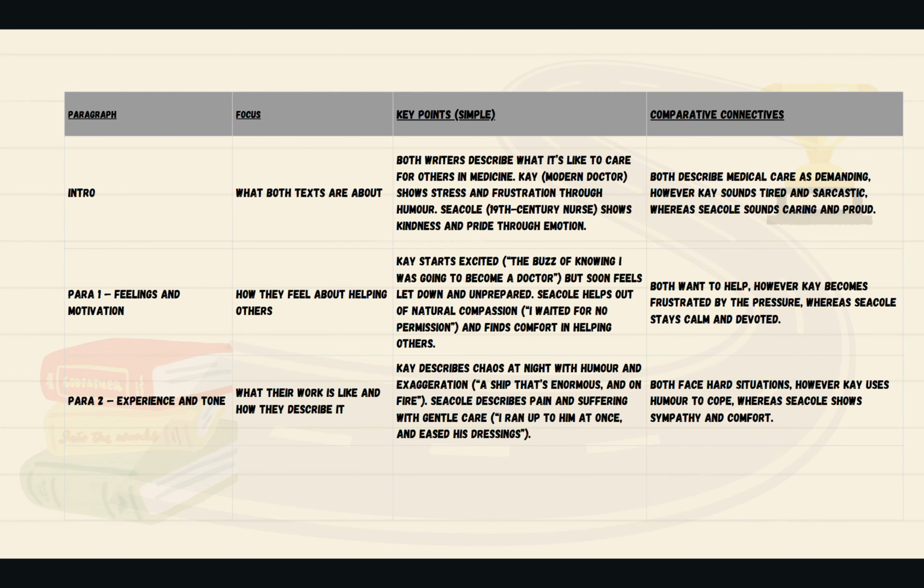The next paragraph is paragraph 2, where we talk about the experience and tone. So we have to look at what both of their work is like and how they are describing it. So as a little plan, we've said Kay describes chaos and night with humour and exaggeration. This can be seen through the quote, "A ship that's enormous and on fire." However, Seacole describes pain and suffering with gentle care, saying, "I ran up to him at once and eased his dressings." This shows that both face hard situations. However, Kay uses humour to cope, whereas Seacole shows sympathy and comfort.